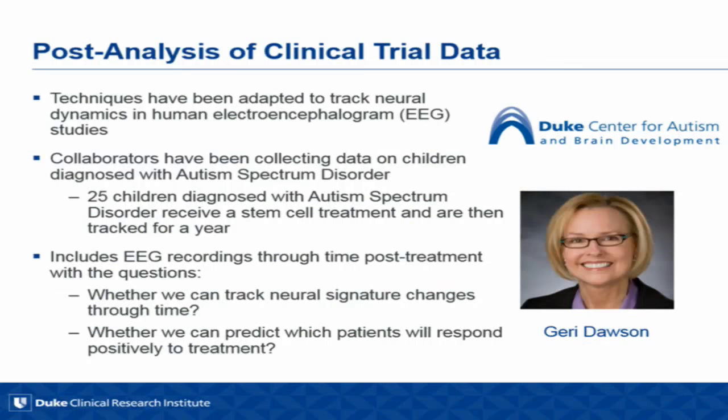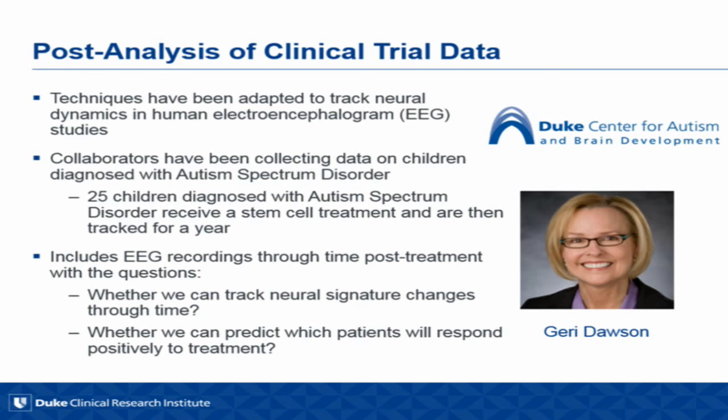We created a lot of new techniques that were very useful for analyzing these multi-brain region local field potentials in animal models, but we can actually move to track the neural dynamics in human EEG studies. In particular, we've been working with Jerry Dawson, who leads the Duke Center for Autism and Brain Development. They've been doing an early stage clinical trial using a stem cell treatment in children diagnosed with autism. What we've been doing here is clearly not a primary outcome, so this is all post-analysis of data that they've already collected. Basically, there are 25 children, and they have all been tracked for a year. And so we have two questions that we wanted to answer.